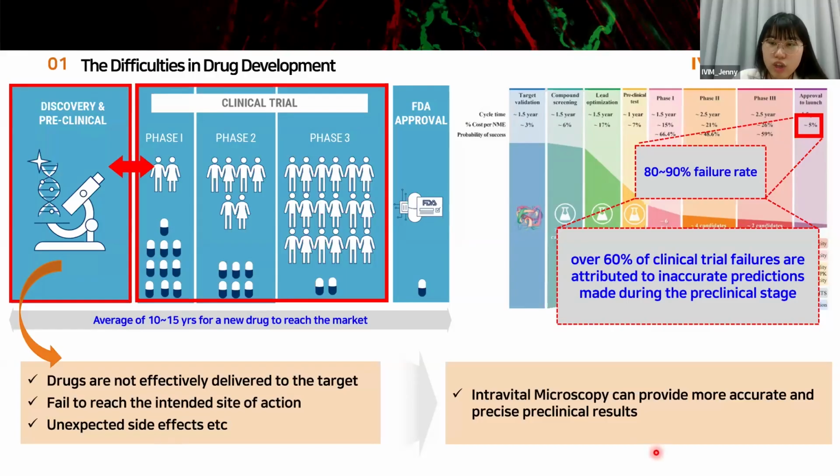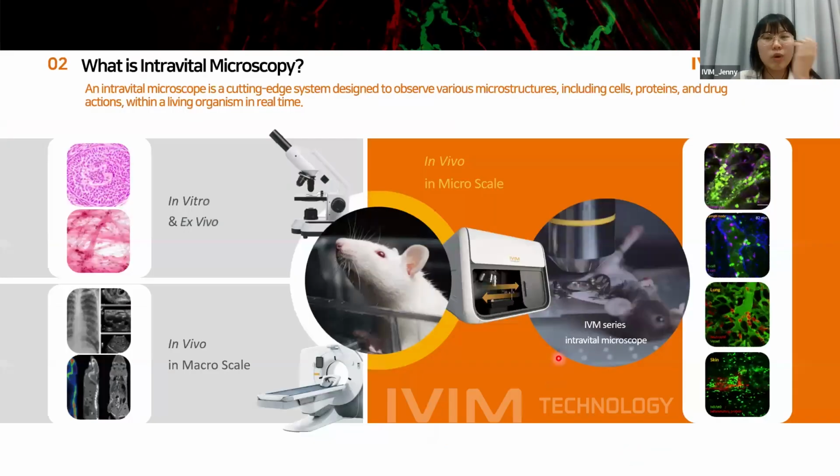Ultimately, to address these challenges, we need new technologies that can allow us to precisely observe and understand how drugs behave in real living biological systems and organisms. And one powerful technology that can help overcome these limitations is intravital microscopy. So what exactly is intravital microscopy?